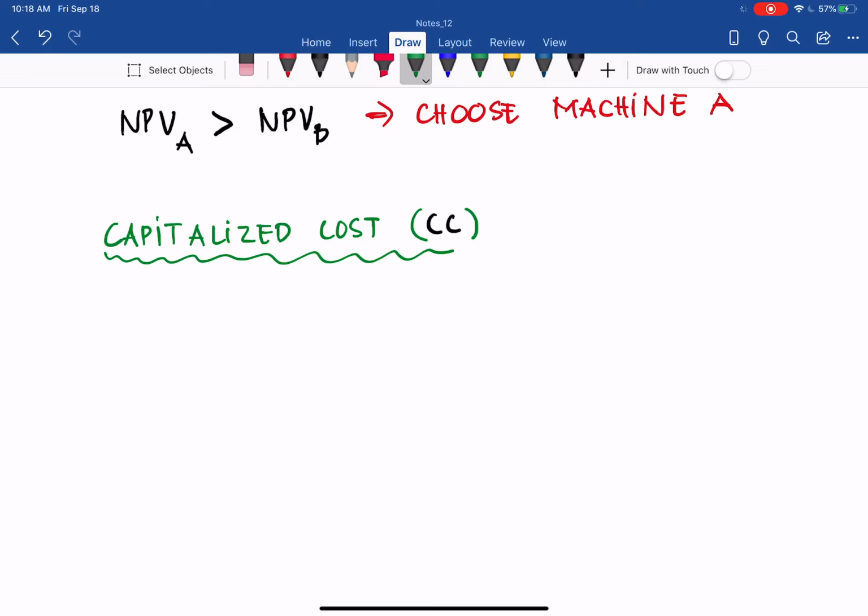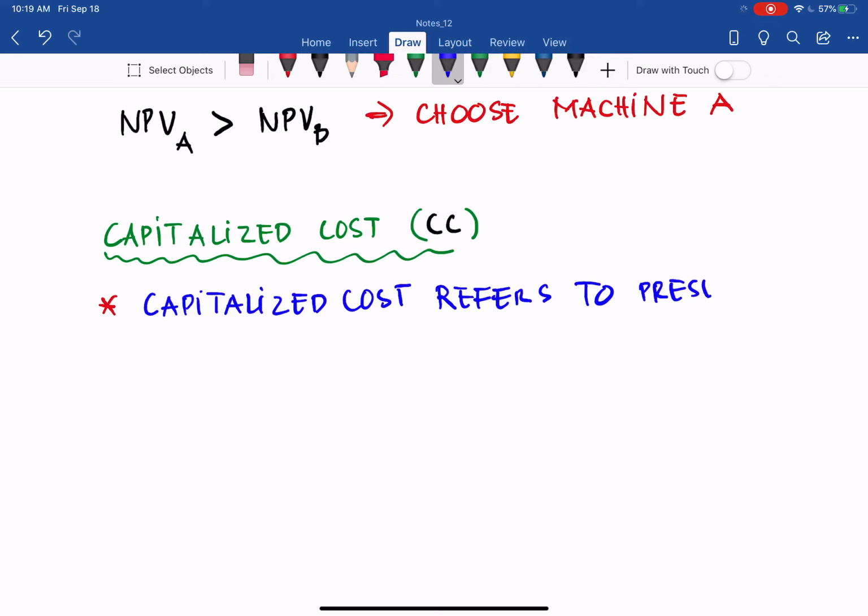The last concept we deal with today is the capitalized cost, CC. So let's make a definition. What is that about? Capitalized cost refers to the present value, which is why we apply net present value in today's lesson. So it refers to the present value of a project that is assumed to last forever.